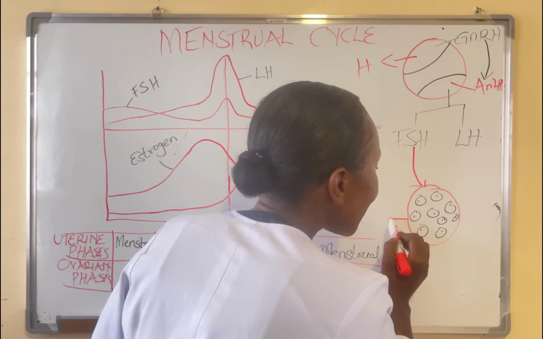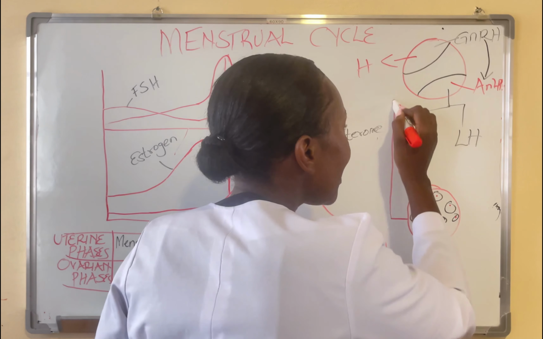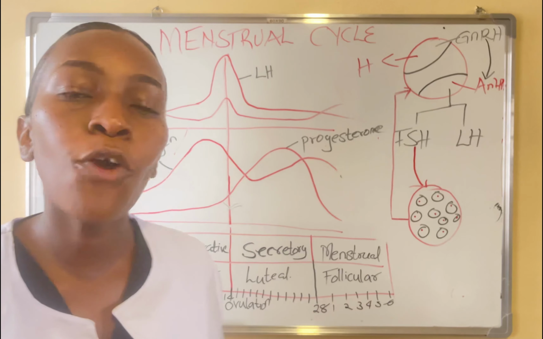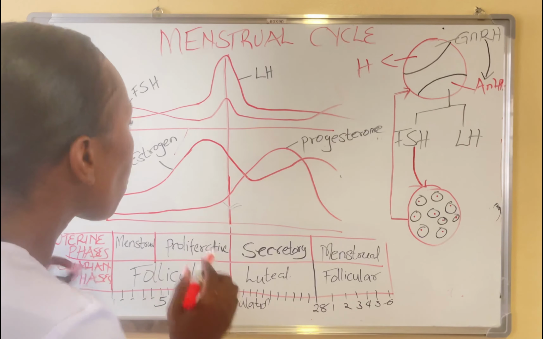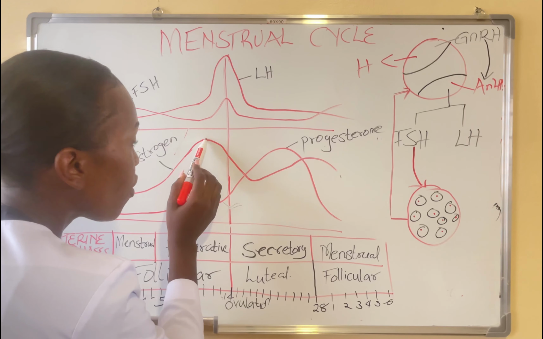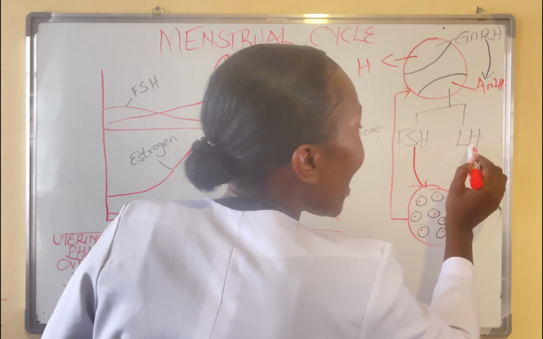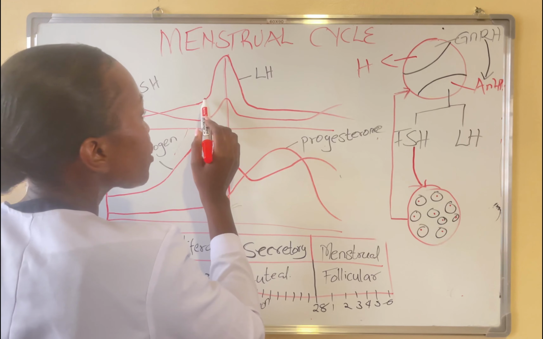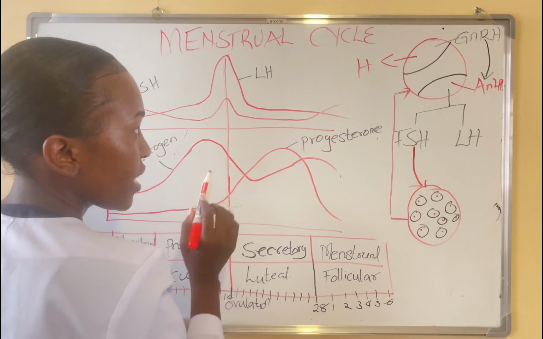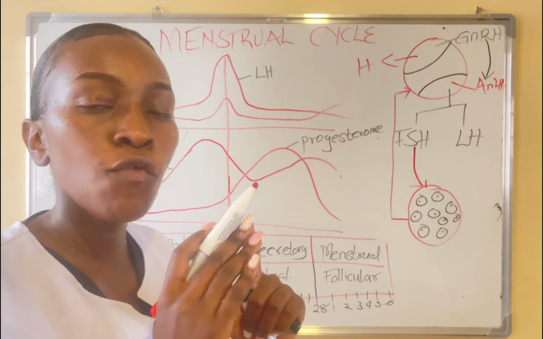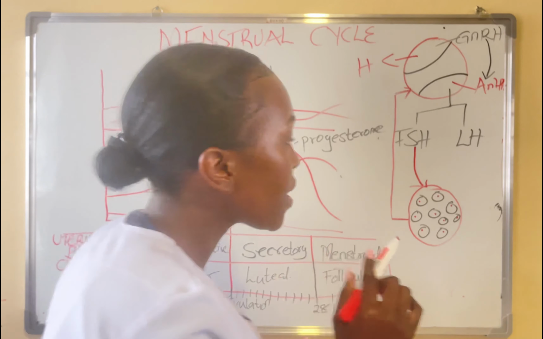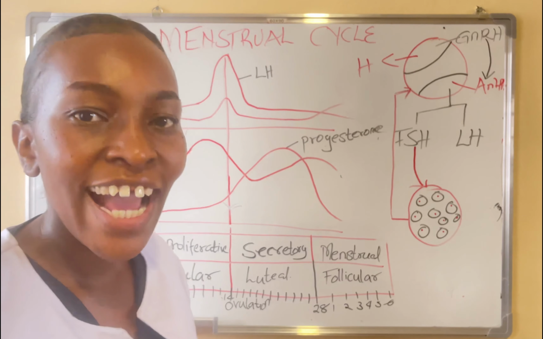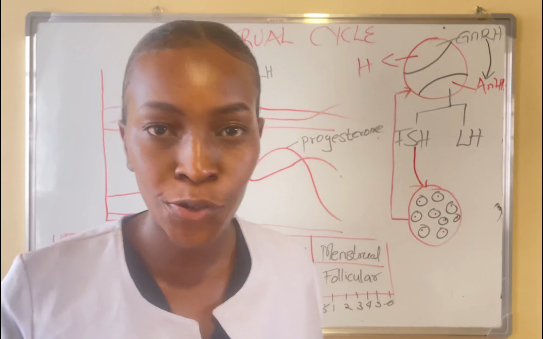When there is enough estrogen, it sends signals back to the brain, telling the brain we are now ready. When the levels of estrogen are high, the brain releases an upsurge of luteinizing hormone. You can see luteinizing hormone increases all of a sudden. We say there is an upsurge of luteinizing hormone, and this makes the most mature follicle release an egg. That is what we call ovulation.